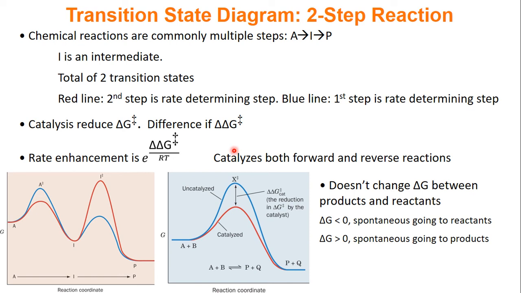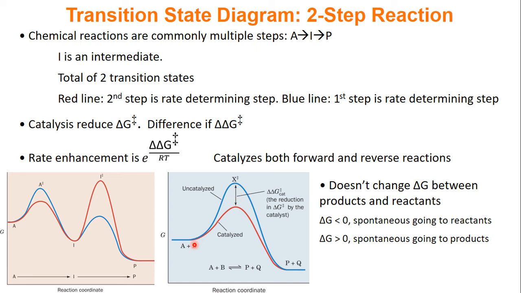How fast a catalyst goes compared to the uncatalyzed reaction, we call that rate enhancement, and it's e raised to the power of delta delta G double dagger divided by RT. So that is this gap in how fast a catalyst speeds things up.